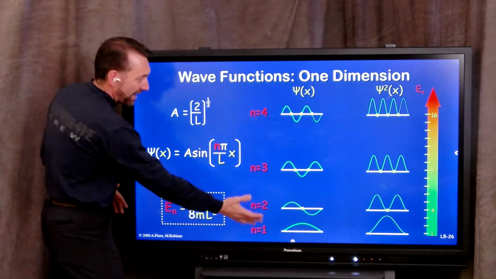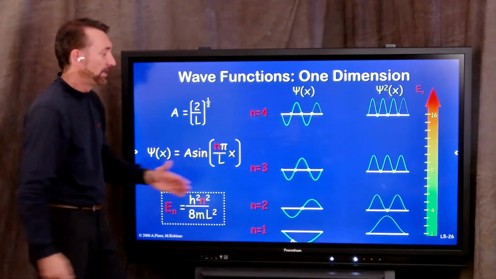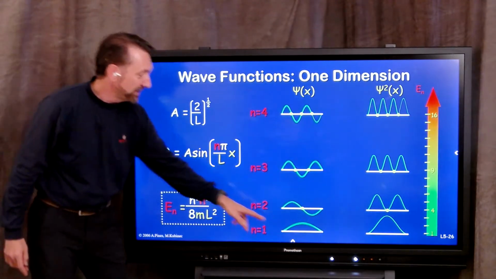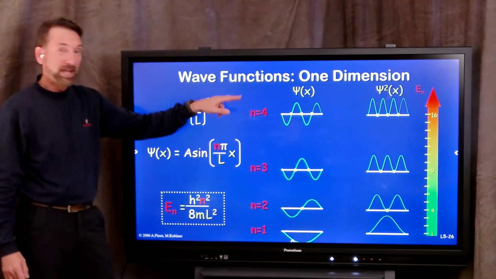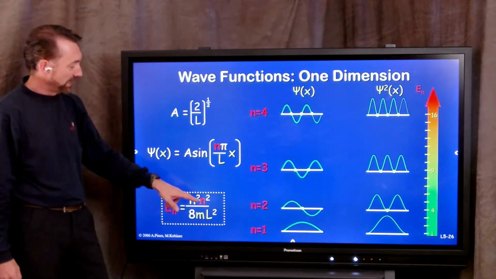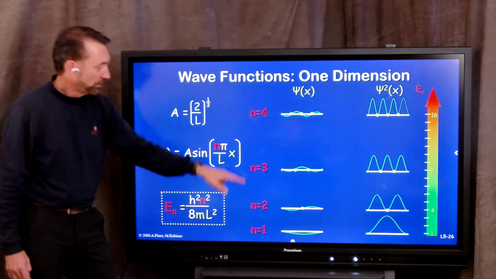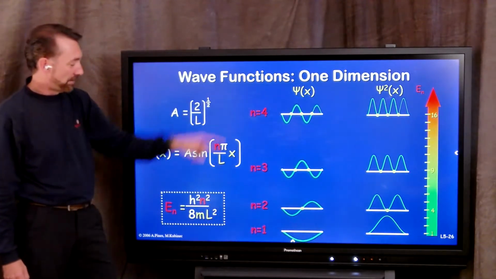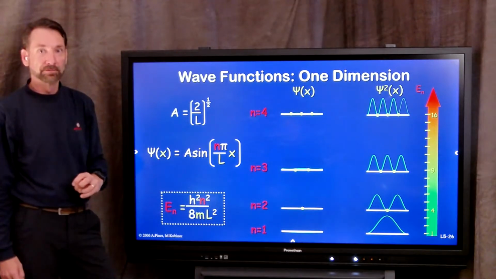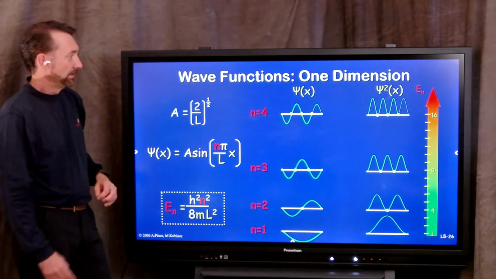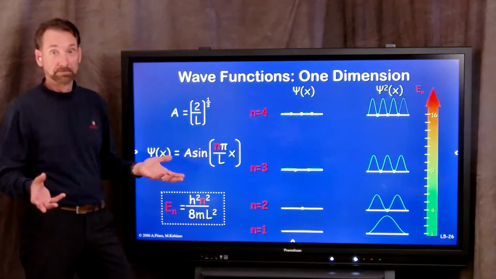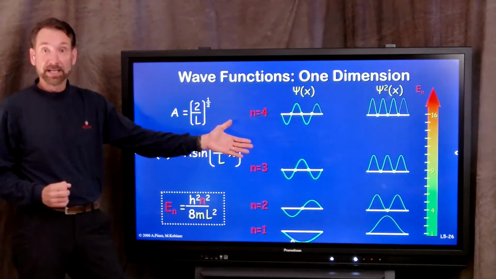So we have an understanding that constraining a particle gives it certain allowed wavelengths. Those allowed wavelengths have energy that are related to the quantum number of the state, the length of the box, and the mass of the particle. So that is all of quantum mechanics in pictures. We're not going to do anything more complicated than that.